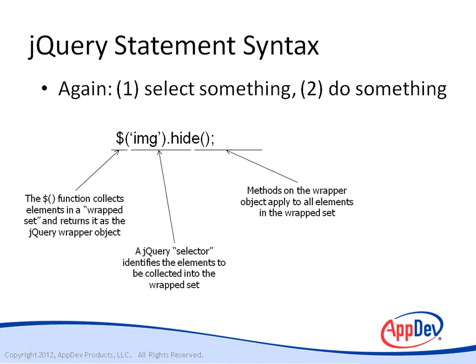Once we have elements selected into the wrapped set, we can apply any number of operations to those elements by calling methods that are defined on the wrapped set. In this case, we're calling the hide method that, you guessed it, hides the selected elements. So the result of executing this statement is to hide all images on the page.